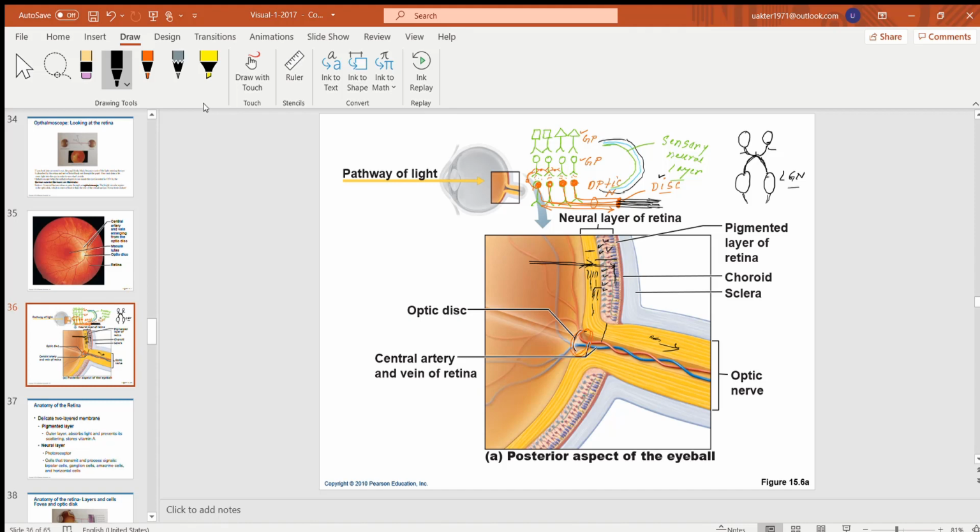So that's how the optic nerve is formed.